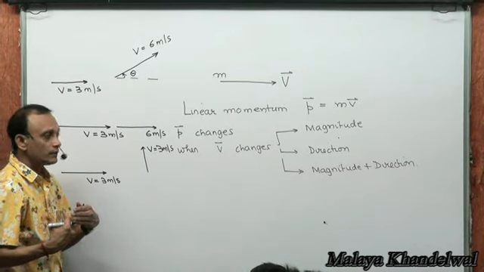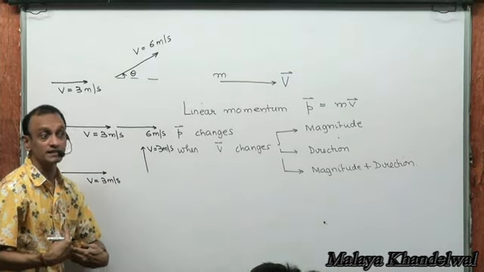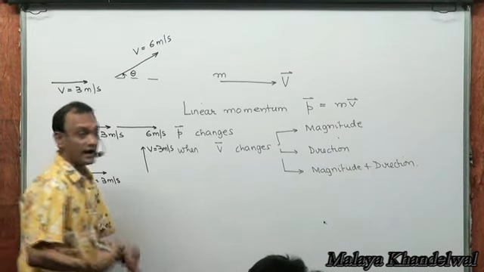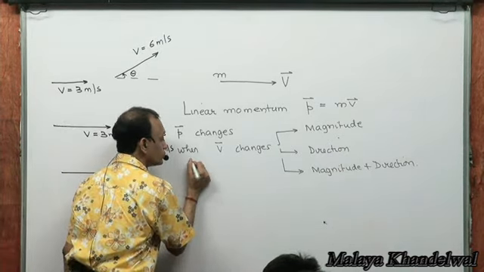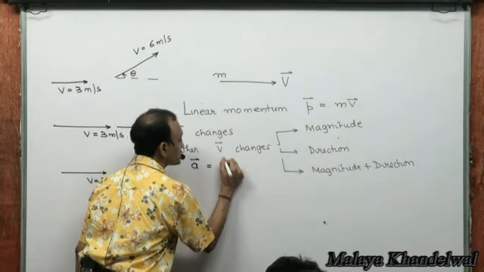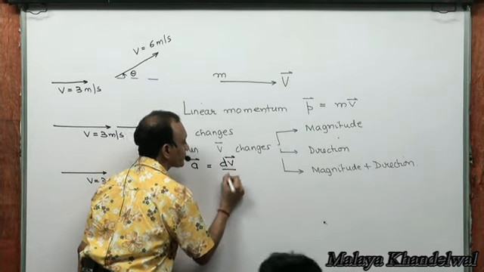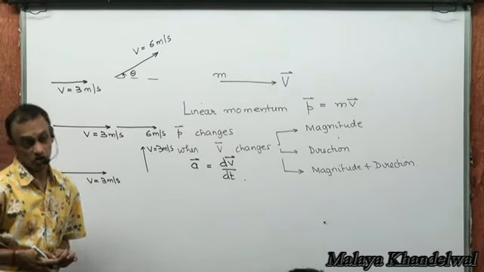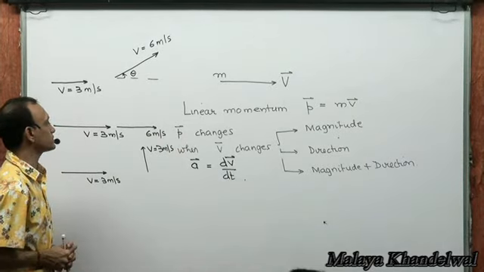And change of velocity, like I said, is characterized by acceleration. You understand that acceleration is dv/dt. Acceleration is dv/dt, the rate at which velocity changes.